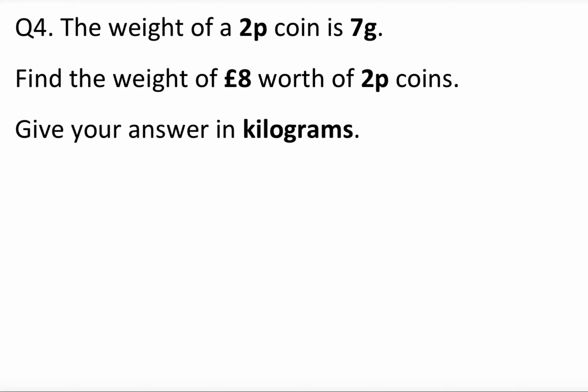Right, so basically, how many 2p coins have we got in £8? Well, let's do a little. £1 equals 100 pennies. And we've got £8. We've got eight of those. So basically, we've got 800. We've got 800 pennies.